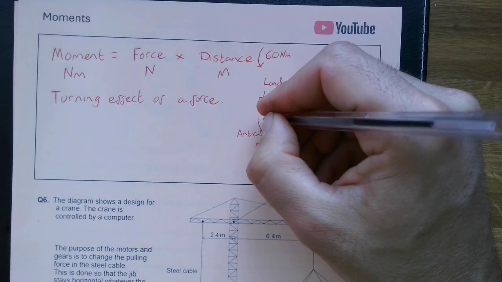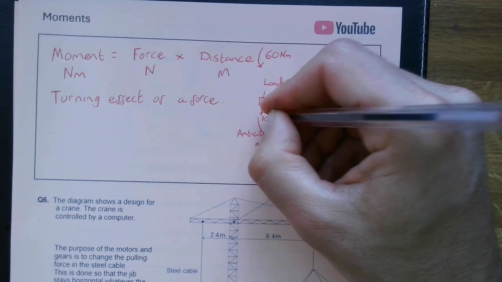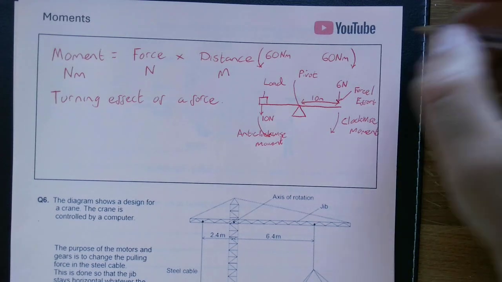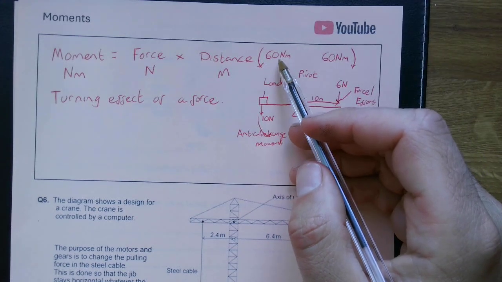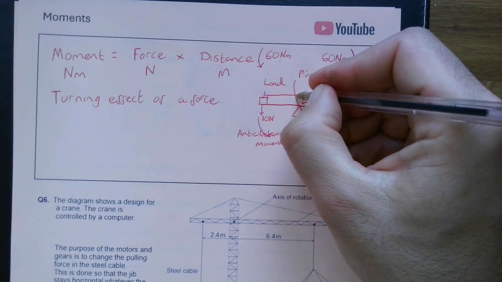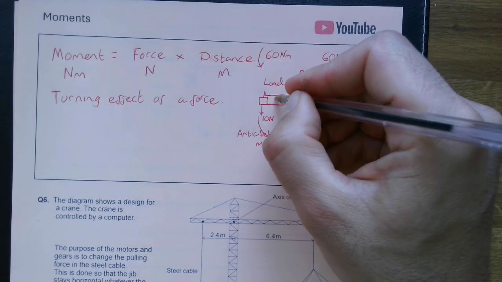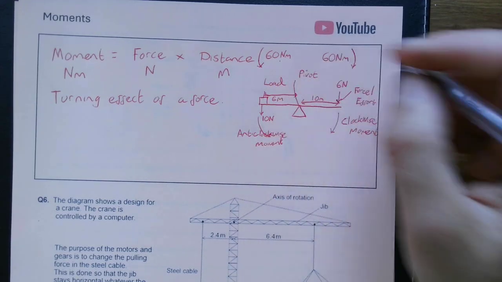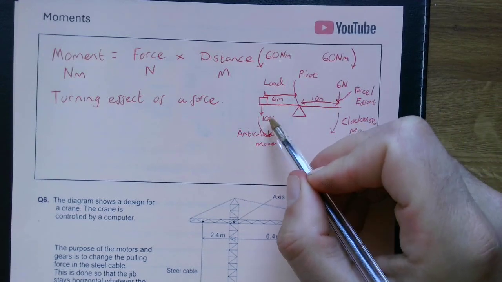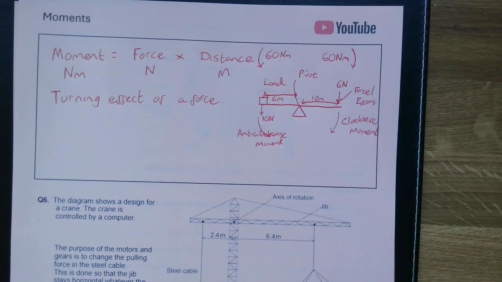That means if the load is 10 newtons, then we need to do 60 divided by 10, which means the distance must be 6 meters. So we've got 10 times 6, which makes 60, and 10 times 6, which makes 60.